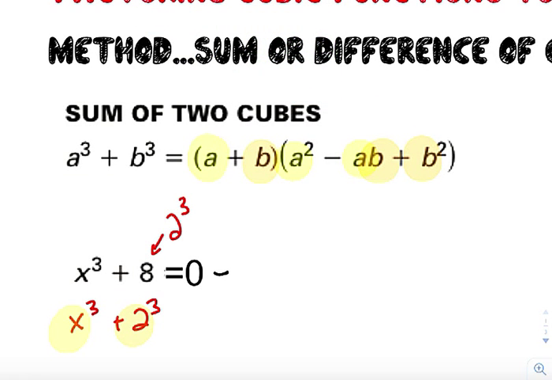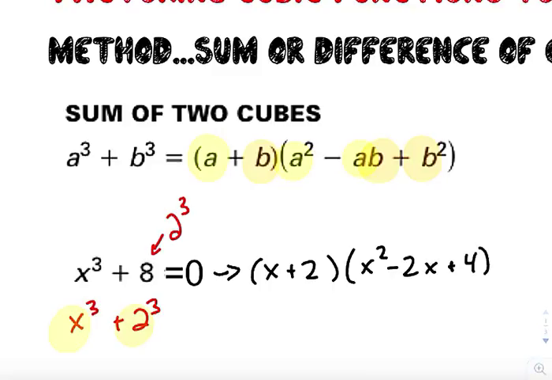So x to the 3rd plus 8 is going to turn into the quantity x plus 2. And again, following our formula, it's going to be a squared, so that's x squared, minus a times b, so that'd be minus 2x, plus b squared, which would be 2 squared, which I'll just write as a 4. We're just following our sum of 2 cubes because we notice that we have a cube plus a cube. In this case, x cubed plus 2 cubed, because 8 can be written that way.